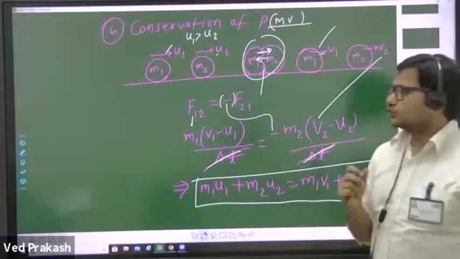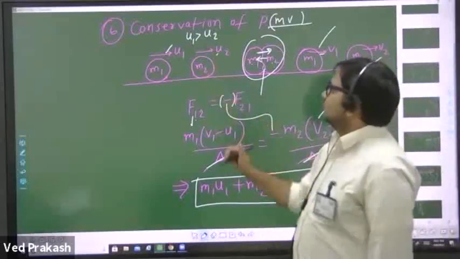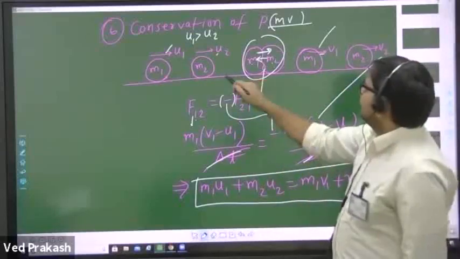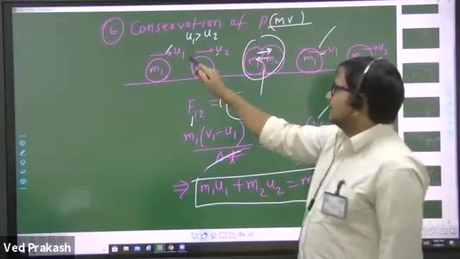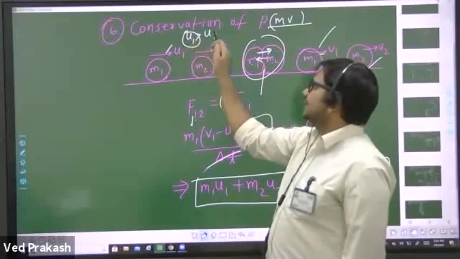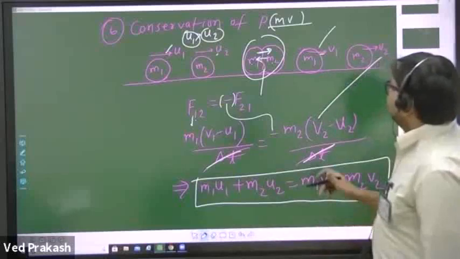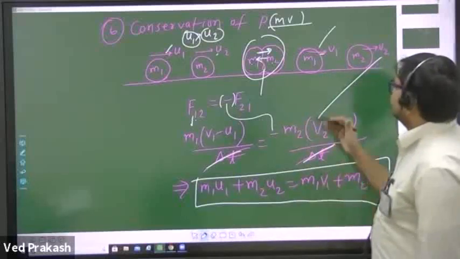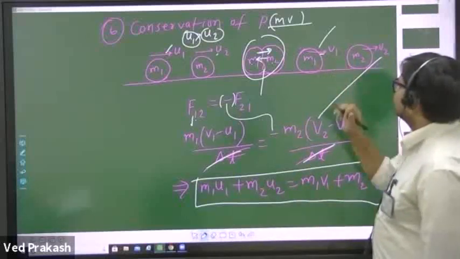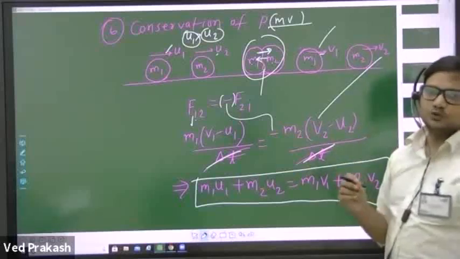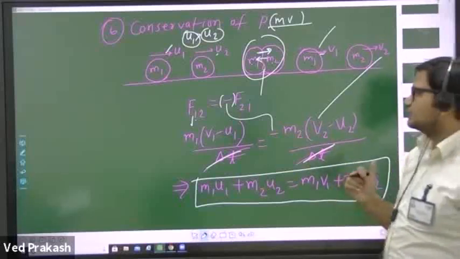Suppose this mass m1 is moving with initial velocity u1 and m2 is moving with initial velocity u2. After some time they collide, because I have taken u1 greater than u2. After collision, m1 starts moving with v1 and m2 starts moving with velocity v2.